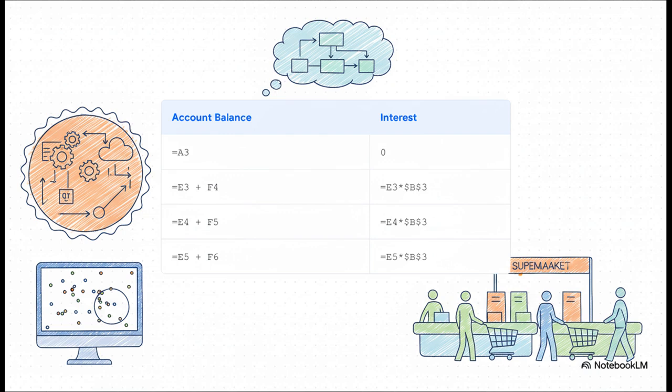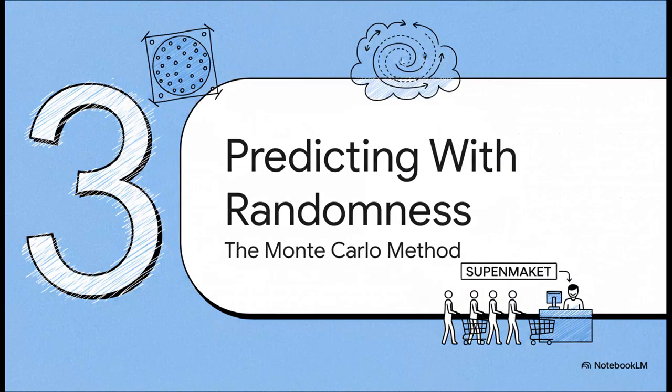This simple, repetitive logic is what lets the model play out and show us the future. Okay, so we've seen how to simulate a nice, predictable system like interest rates. But let's be real, the world is messy. It's unpredictable. What happens if our model needs a dose of randomness? Well, it turns out we can actually use that randomness to find some surprisingly precise answers.